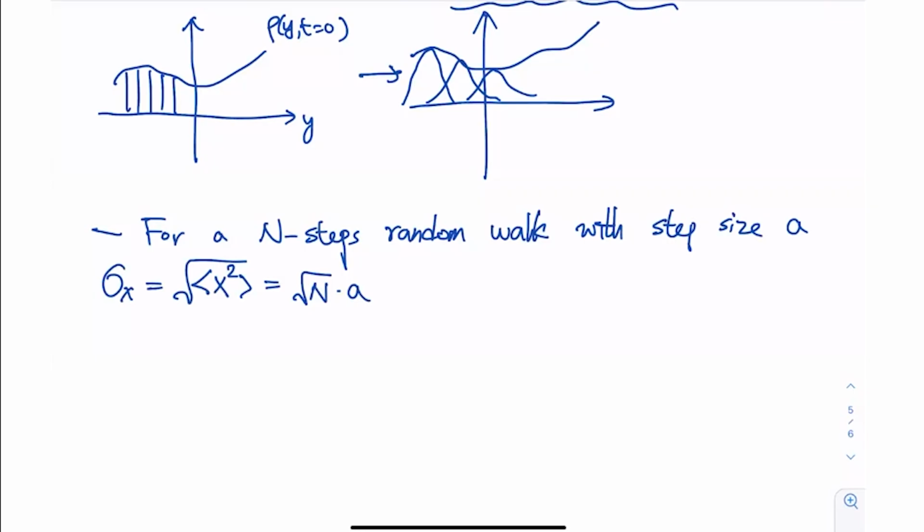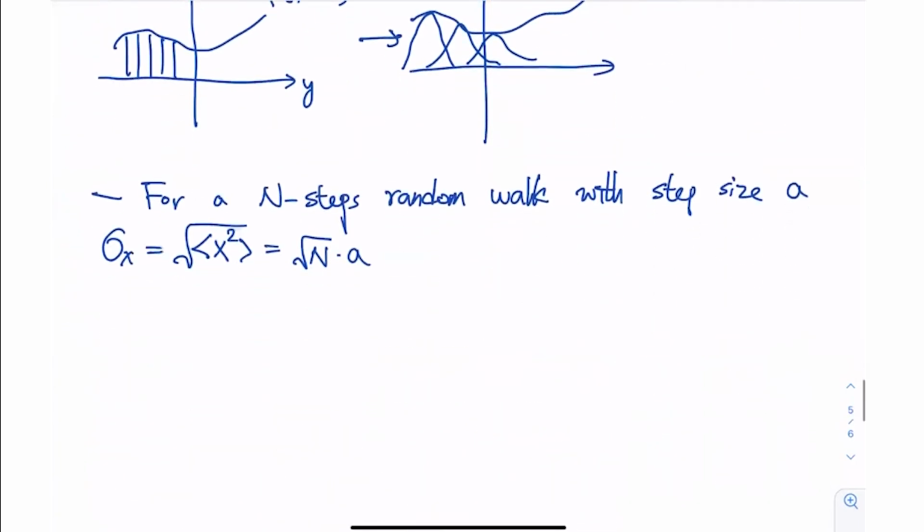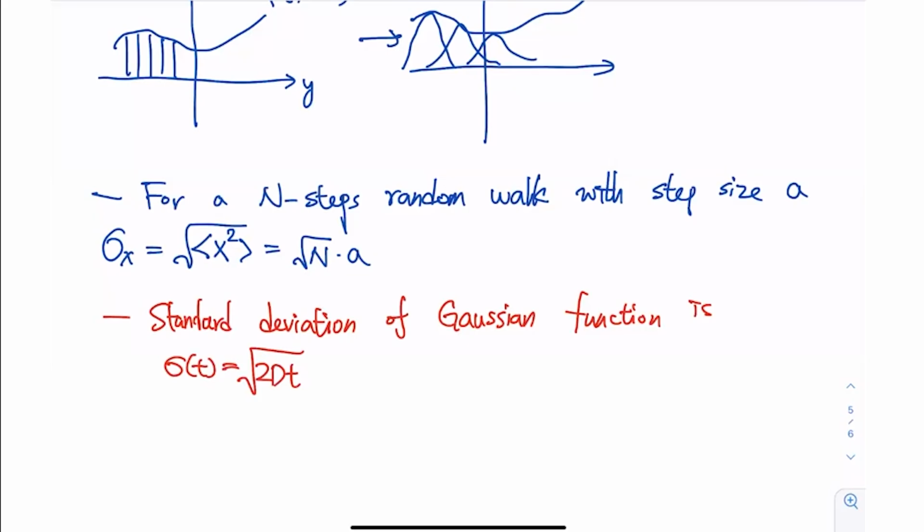So the Green's function for the diffusion equation is basically a Gaussian wave function. That's basically this expression in the red box, which is a Gaussian function. And for the Gaussian function, we can calculate the standard deviation. It's basically this square root of 2Dt. And in our microscopic derivation, we can identify the diffusion coefficient as a squared divided by 2 delta t.